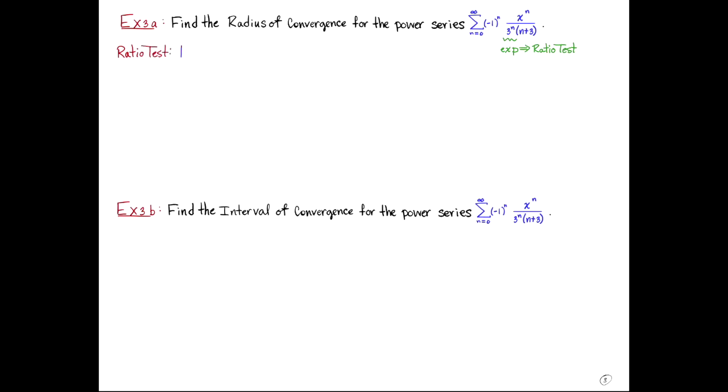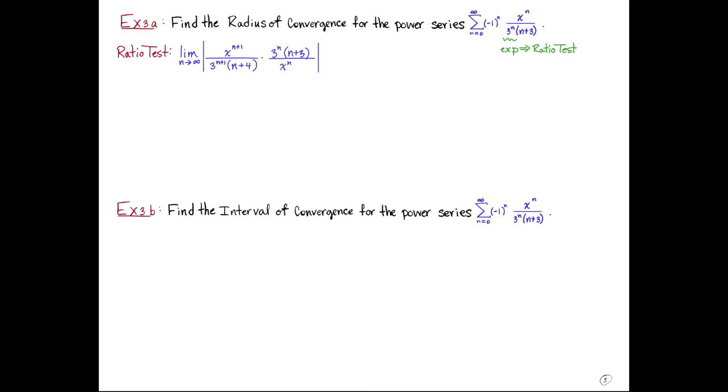For the ratio test, we have the limit, as n approaches infinity, of the absolute value of a sub n plus 1. So subbing in n plus 1 everywhere we see an n, we have x to the n plus 1 over 3 to the n plus 1 times (n plus 1 plus 3), which is n plus 4. This is divided by a sub n, or we can think of this as times 1 over a sub n, giving us in the numerator 3 to the n times (n plus 3) over x to the n.